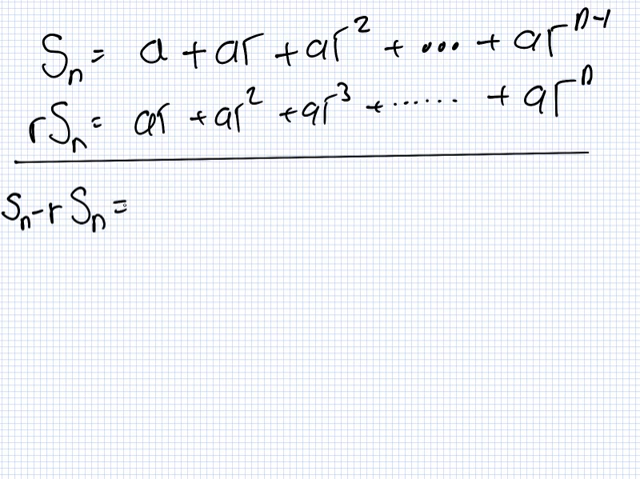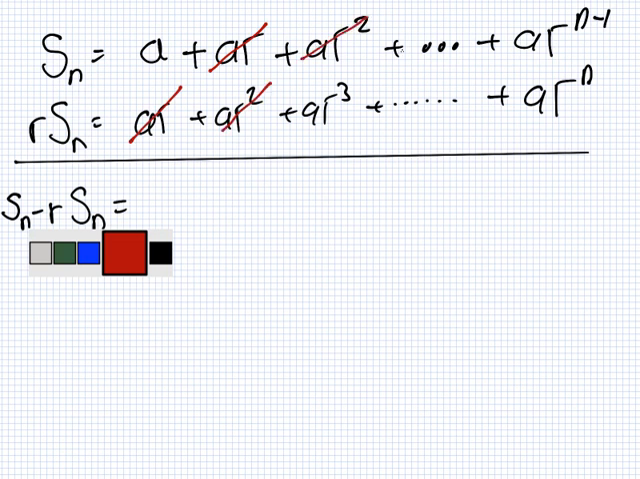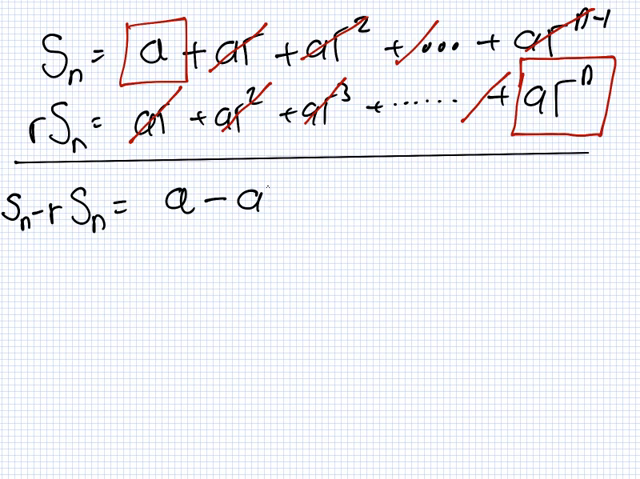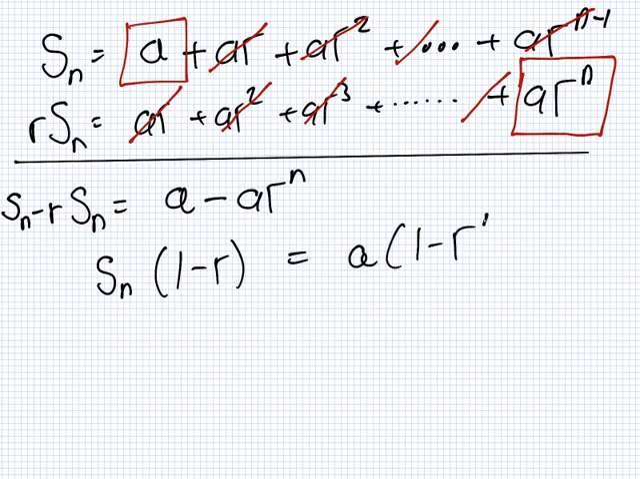Sn minus r Sn equals. So when you subtract, you notice that this one cancels with this, this one cancels with this, the next one cancels with this, etc., until that one cancels with the one before it. So you're left with this term on the bottom and this one on the top. So you're left with a minus ar^n.